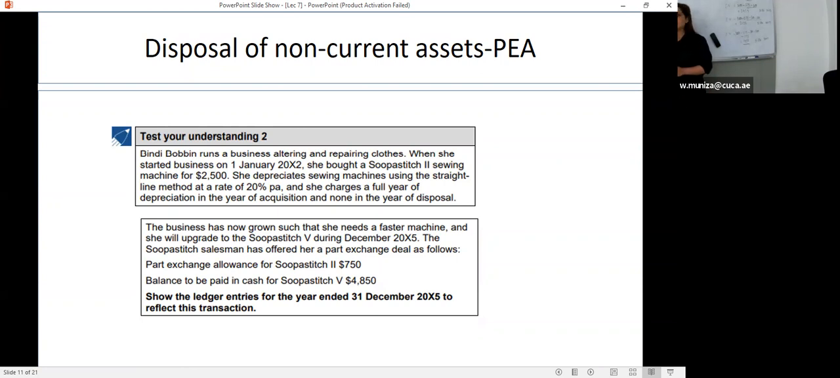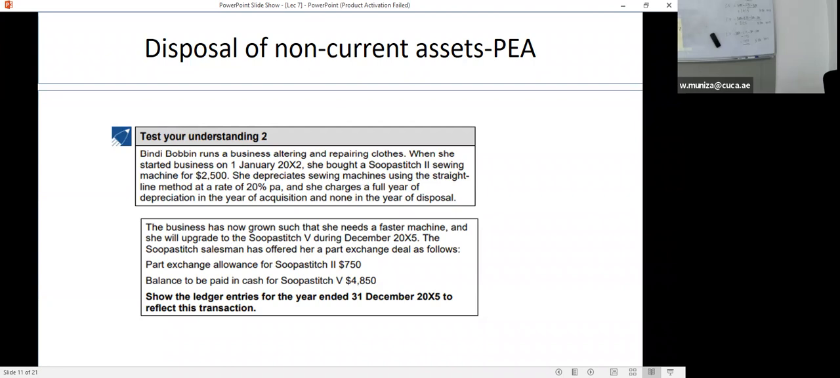Debit non-current asset, credit disposal account. This is for the part exchange. Very good. So at which date have we disposed of? They have not mentioned any date. So December 31st, 2005. First accounting entry will be which one?